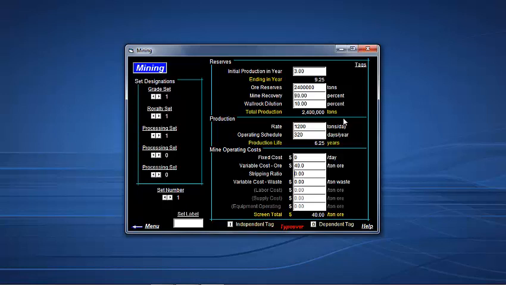Notice we could also enter our mining cost in terms of dollars per day. We could enter a waste cost along with a stripping ratio if the cost to mine the waste was different than the cost for the ore. We could also break these down into categories of labor, supply, and equipment if we wanted to escalate those separately.